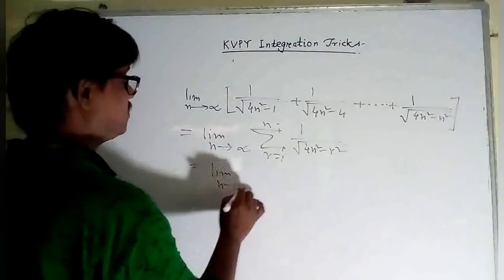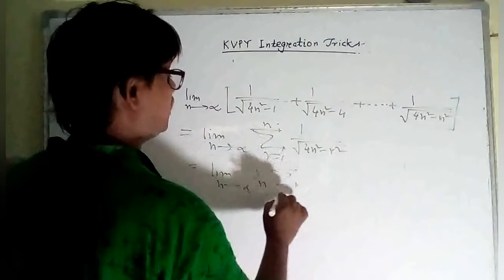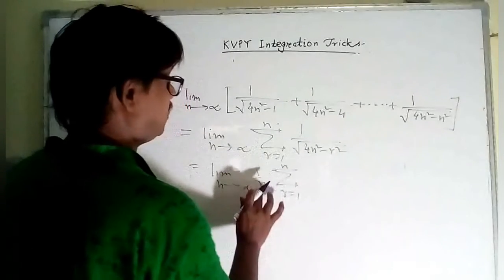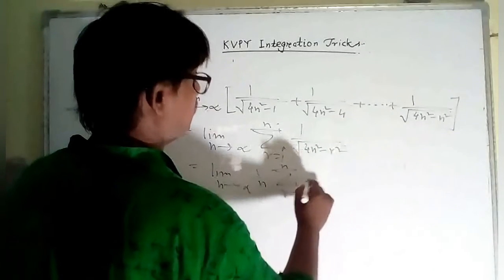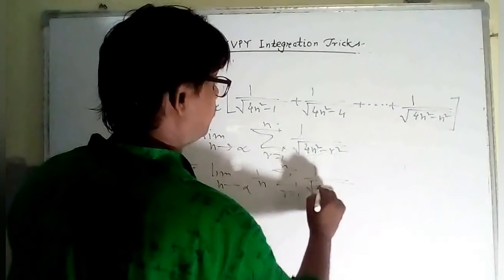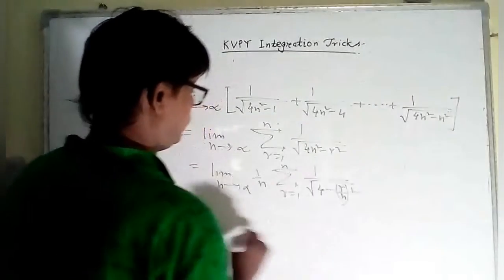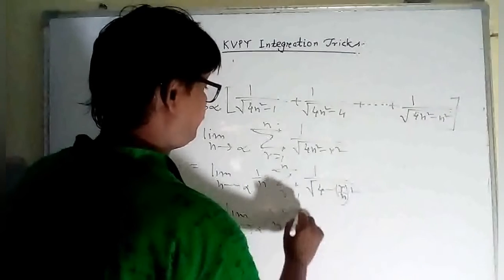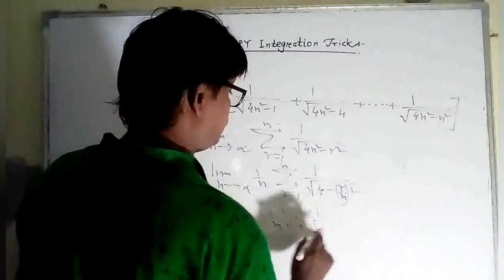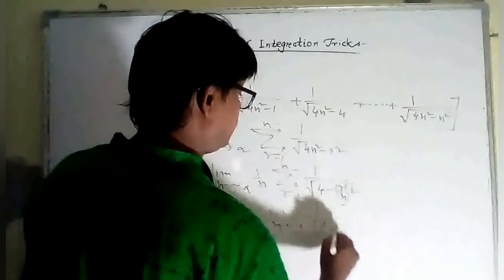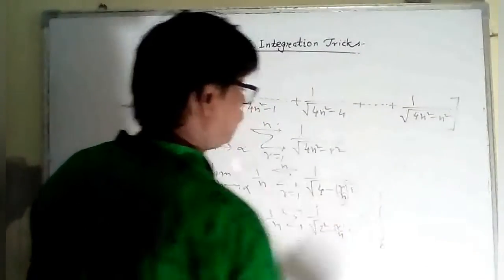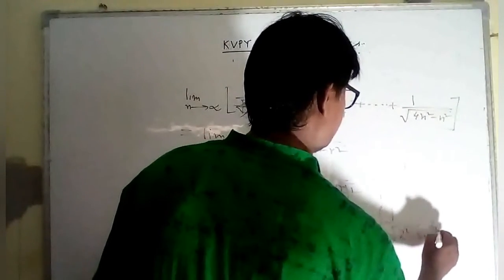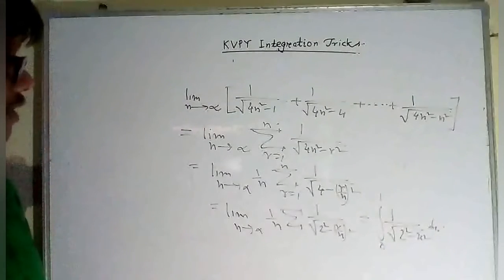Limit n tends to infinity, 1 by n, taking r, then we divide by n square. We take here 1 by n, so we have to divide here by n square. So 1 by n times root of 4 minus (r by n) whole square. Limit n tends to infinity 1 by n, 4 means 2 square minus (r by n) whole square. This equals integration from 0 to 1 of 1 by root of 2 square minus x square dx.